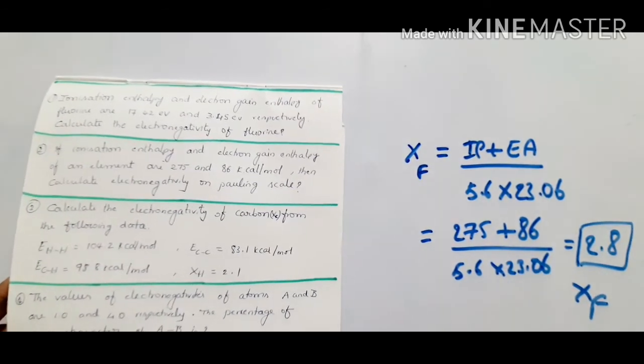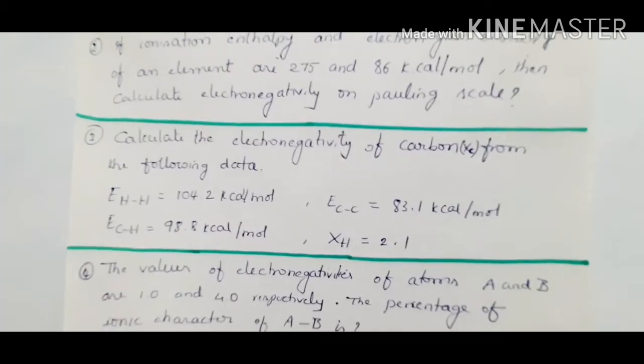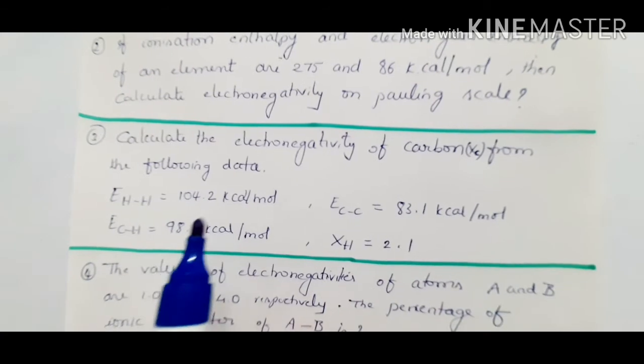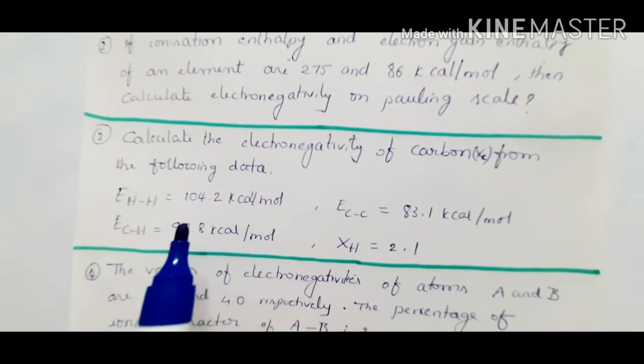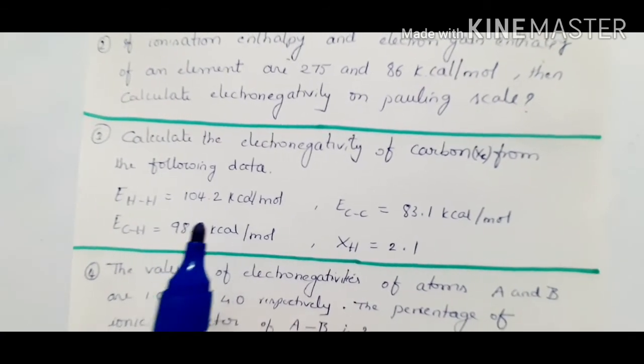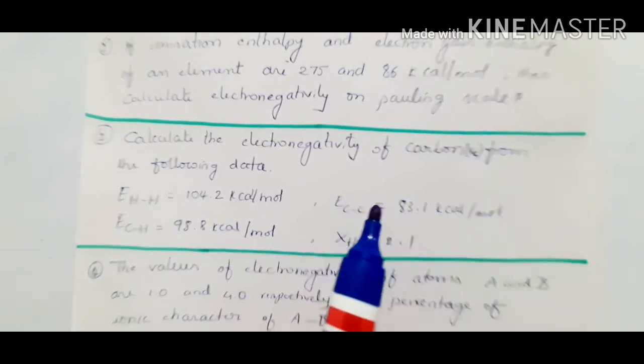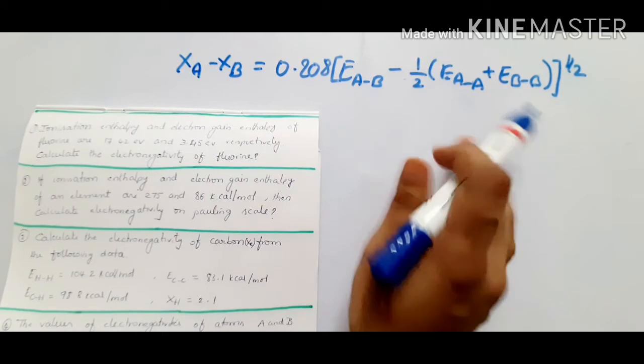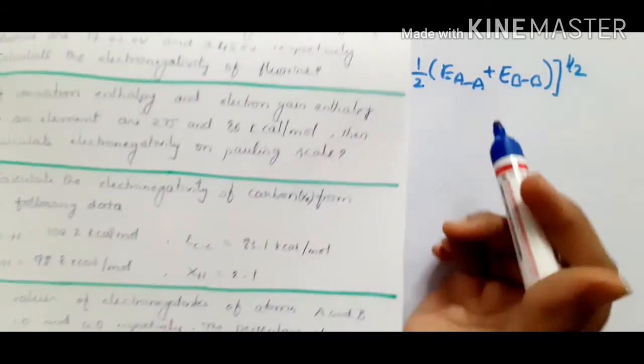Let's move into another example. Calculate the electronegativity of carbon from the following data. Here the bond energies are given like this. If bond energies are given like this, what is the formula? The starting formula, XA minus XB equals 0.208 into this way. Now what is the given data here?